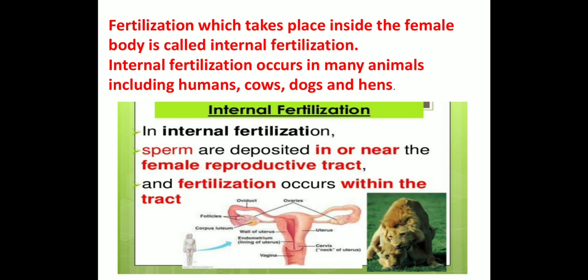Fertilization inside the body is internal fertilization, and fertilization outside the body is external fertilization. So first of all, we'll deal with internal fertilization. Fertilization that takes place inside a female body is called internal fertilization. It occurs in many animals, including cows, humans, dogs, hens, etc. In internal fertilization, the sperms are deposited in or near the female reproductive tract and fertilization occurs within the tract. That's why it's called internal fertilization.